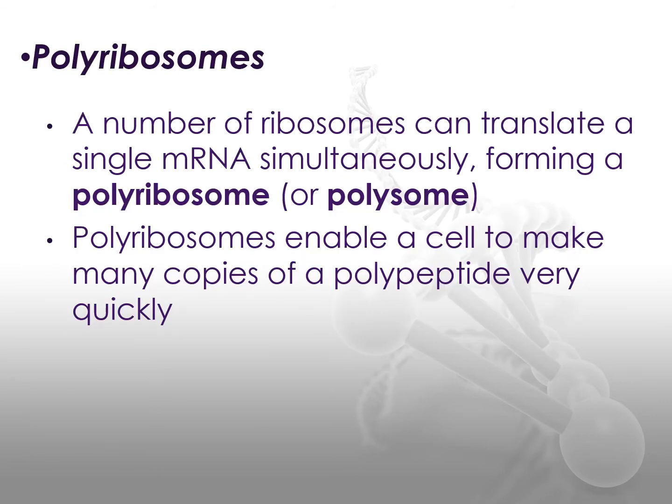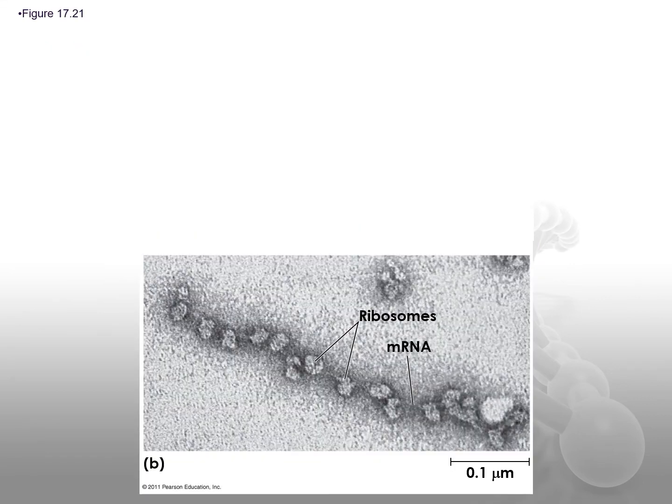So what can also happen is what's called polyribosomes, or a polysome. This is where many different ribosomes can translate the same messenger RNA simultaneously. So they're going to be positioned along the messenger RNA, continuing to scan along the messenger RNA, producing that protein. So this allows the cell to produce many, many copies of the same protein, especially if it's needed very quickly.